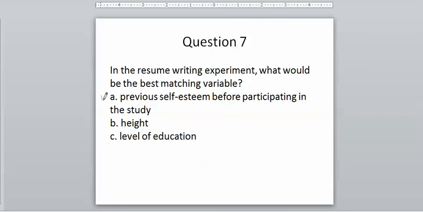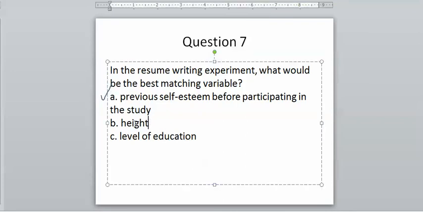And if you matched them on height, it would make it so that the two groups would be equal in height. The resume group and the no resume group would be equal in height. But that doesn't really matter much for a self-esteem study. If you match them on level of education, then the two groups would have equal levels of education, and that might be something that you would want to do, but it's not completely clear whether education is strongly related to self-esteem.